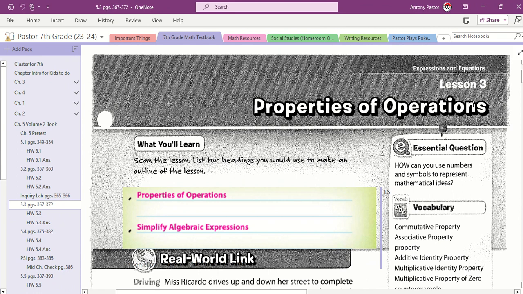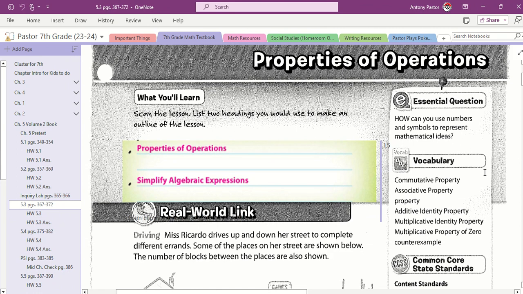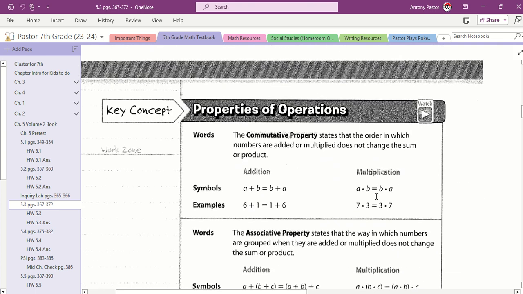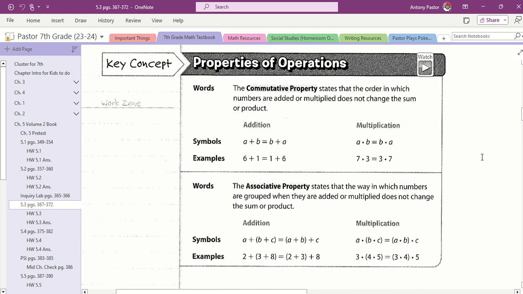We're talking about properties of operations. We are going to be going over a lot of vocab today, but luckily that is our main focus today, is just the vocabulary. So we're going to skip down until we get to those concepts.